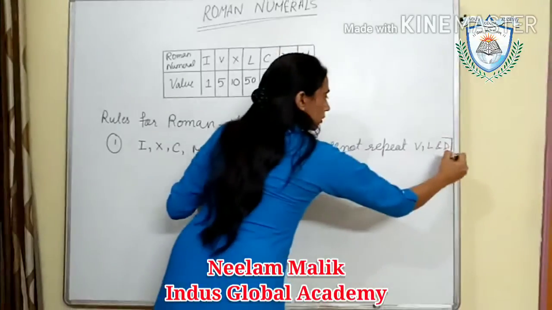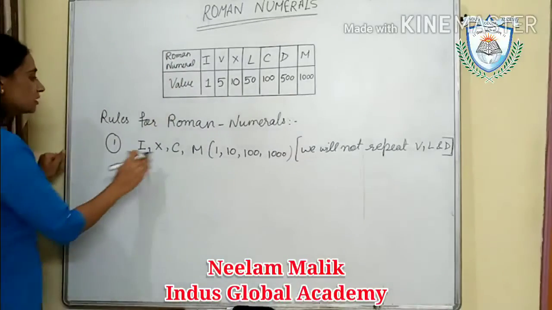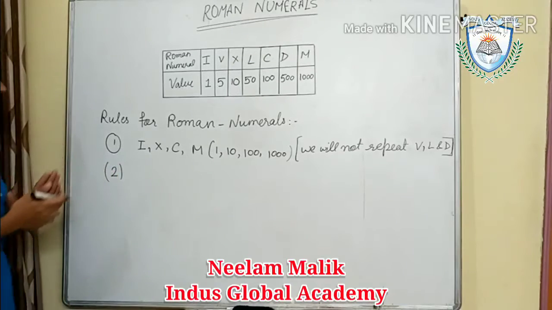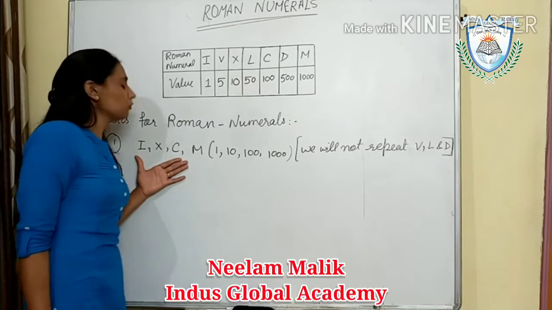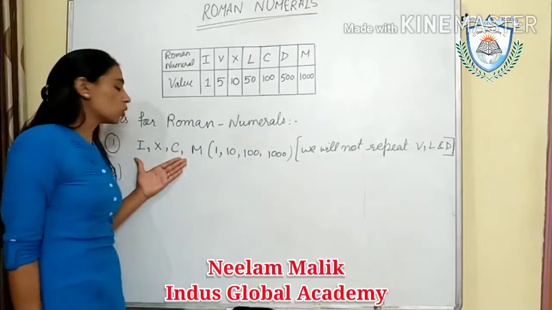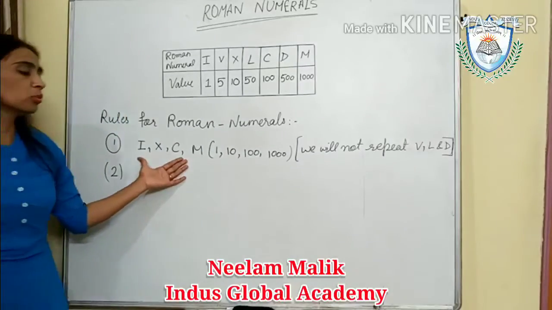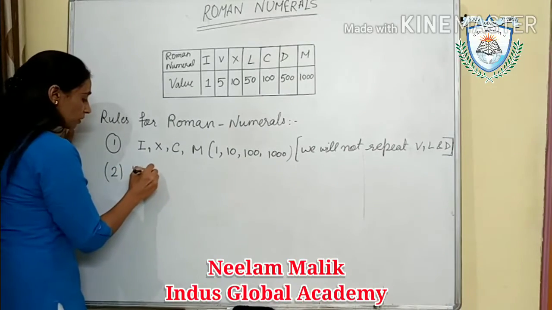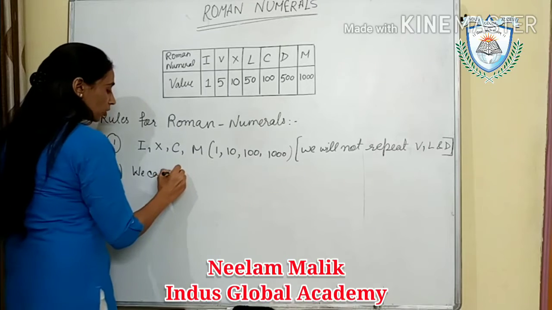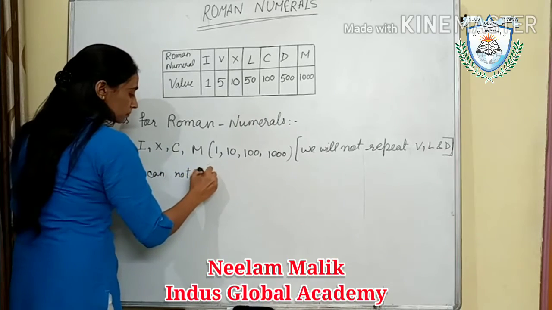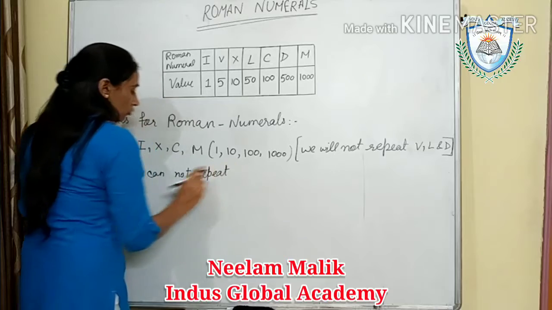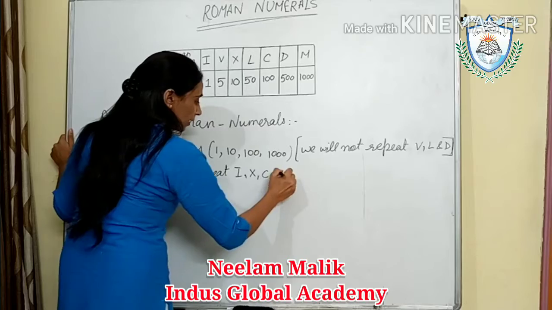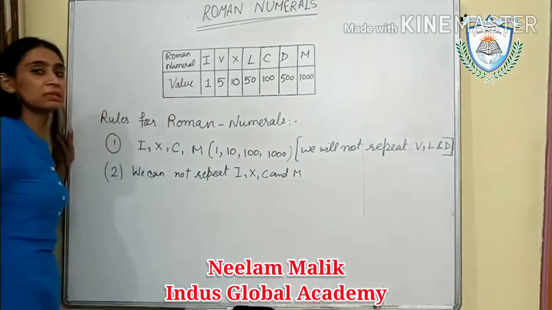Okay. So these are our special letters. Second rule: if we repeat these letters, we cannot repeat I, X, C and M more than 3 times.